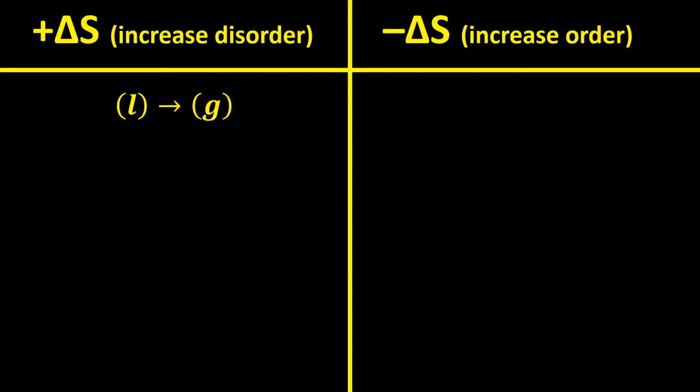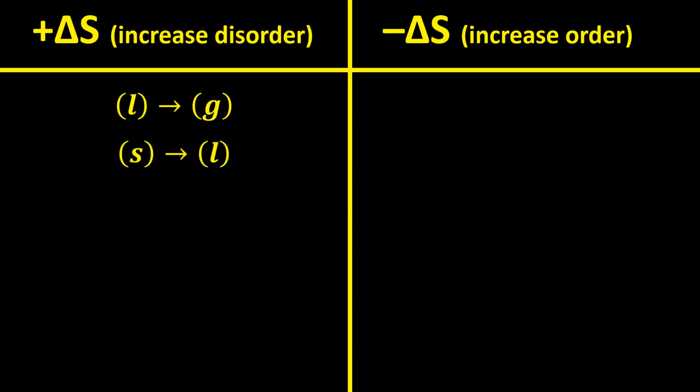So if you think about the molecules, where are they more free to move around wherever they want? Where are they just more random, more disordered? Well, it's in the gas state. So when we go from the liquid state to the gas state, then delta S, the entropy, is a positive number, and we've increased the disorder.